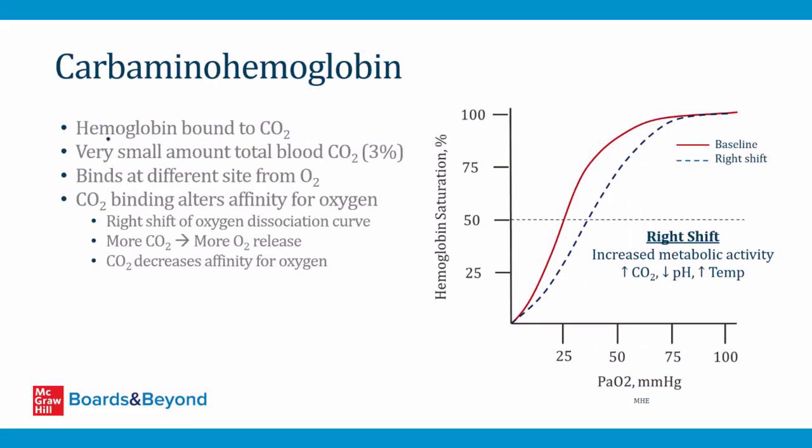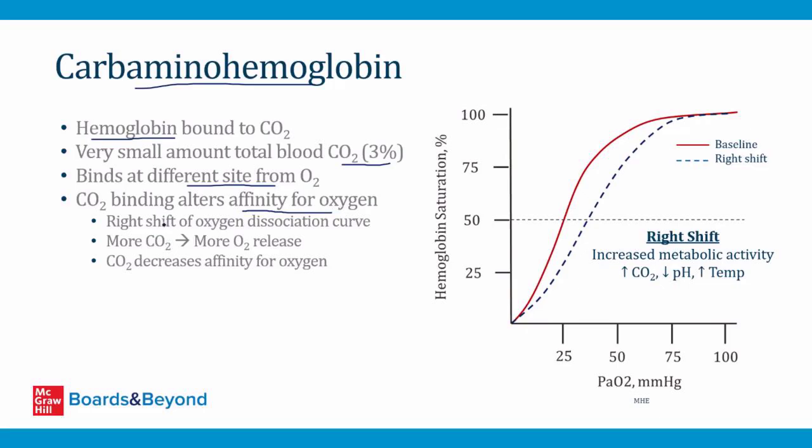There's also a small amount of carbon dioxide transported to the lungs bound to hemoglobin. And when hemoglobin binds carbon dioxide, we call that structure carbaminohemoglobin. And this is a very small amount of the total carbon dioxide produced from metabolism. Only about 3% is transported bound to hemoglobin. And you should be aware that carbon dioxide binds to hemoglobin at a different site from oxygen. And when carbon dioxide does bind to hemoglobin, it alters the affinity of hemoglobin for oxygen.